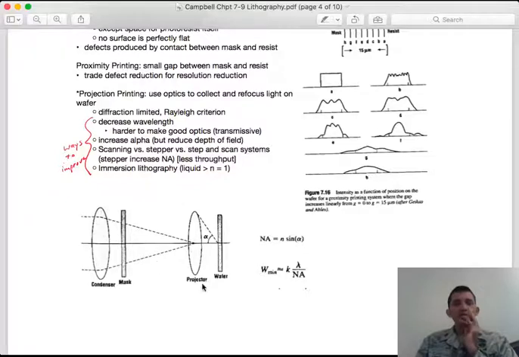And you can increase the resolution of these systems in the same way that you increase the resolution on an optical microscope. Here we have the numerical aperture. This should look familiar. You have the index of refraction of the medium and the sine of the half angle. So bigger lenses give you a bigger half angle. A smaller distance between the projection lens and the wafer gives you a bigger angle. That increases the numerical aperture and gives you better resolution.